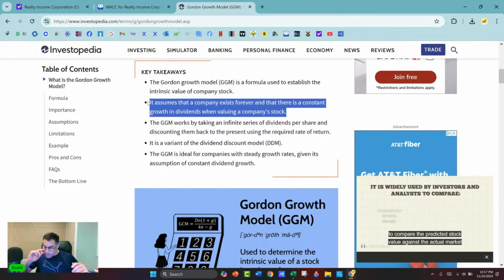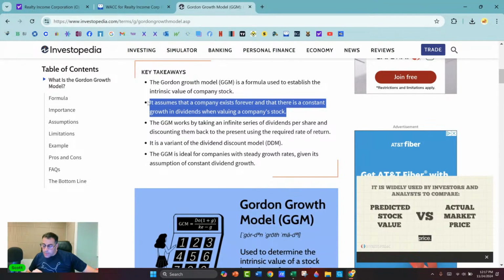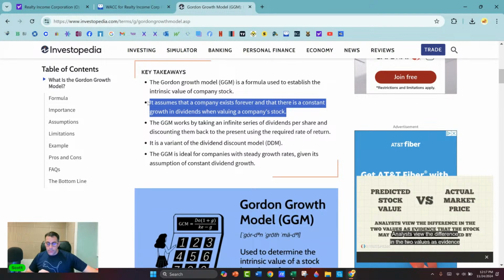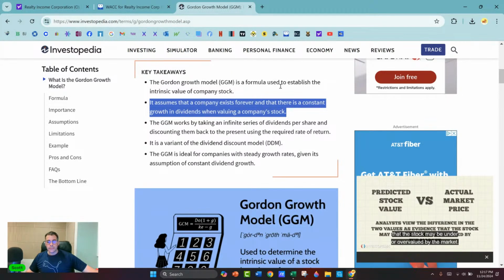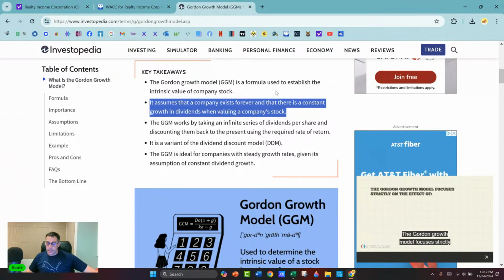Would you consider MPW higher risk than O? Oh, without a doubt. It's not even close, it's day and night. Definitely MPW is much higher risk.